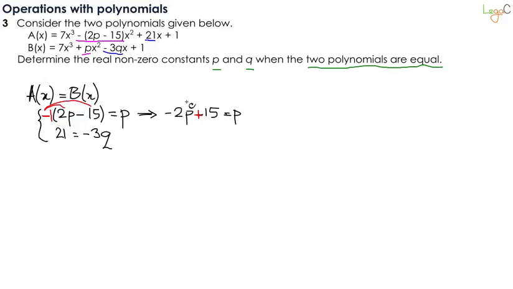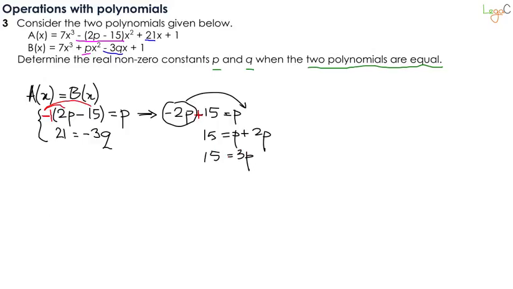So I'm going to move this term to the other side. And remember, I said I like to move the negative terms so they become positive. It just makes life easier. So what's left on the left hand side? 15 equals p plus 2p. So we end up with 15 equals 3p.